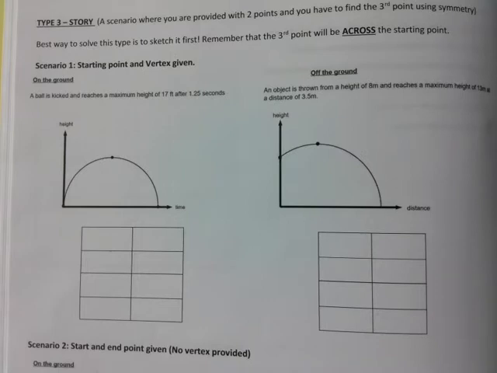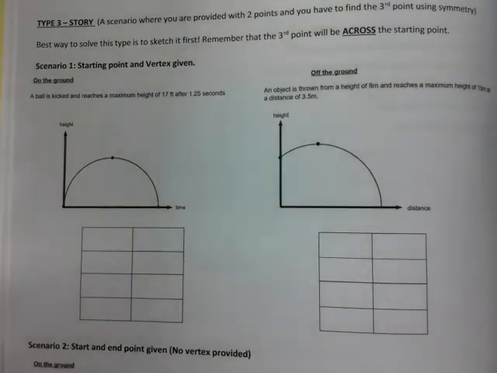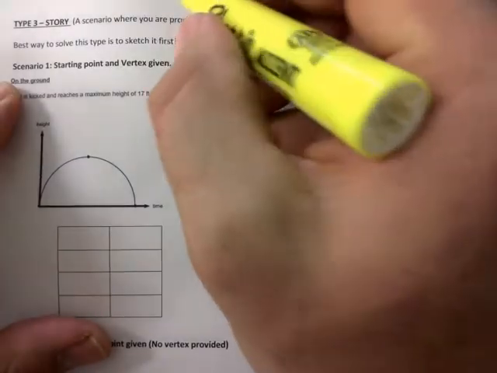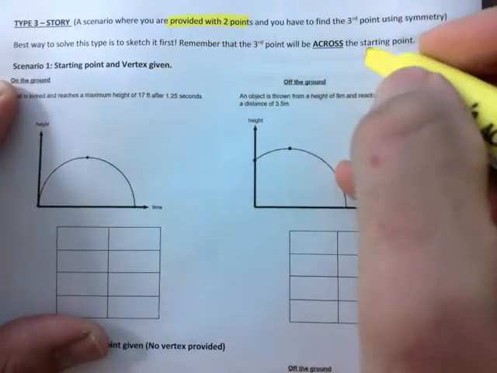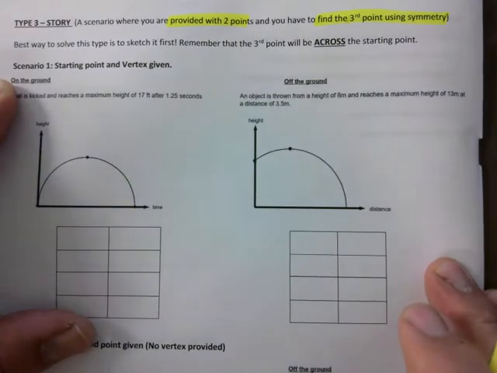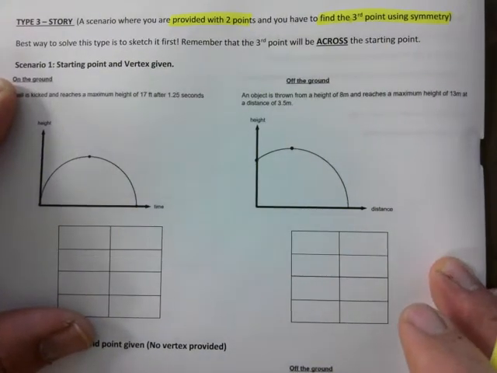And we're going to use the axis of symmetry, so you're going to be familiar with it already. So in this case, you're provided with 2 points, and you will find the third point using symmetry. That's type 3 in a nutshell.